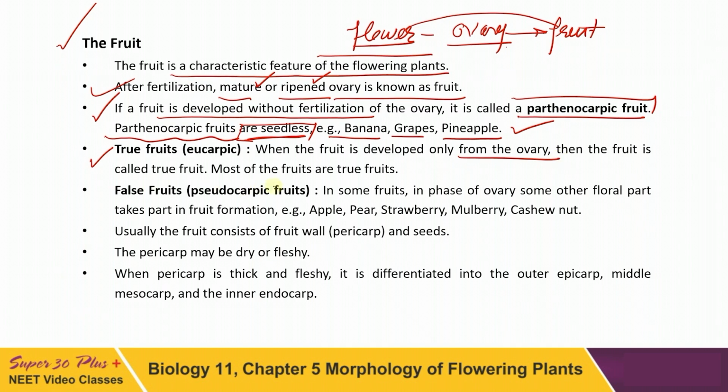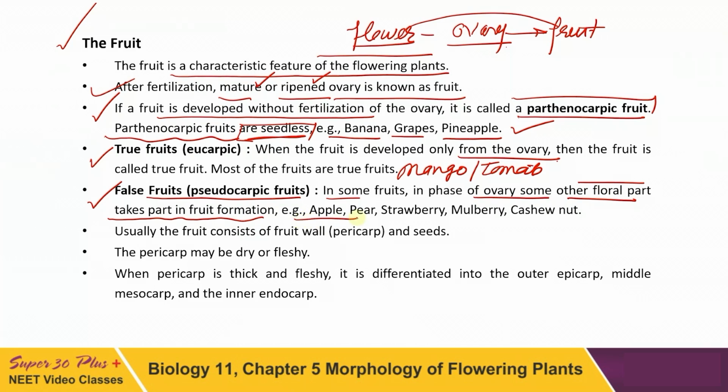Come to the next now, that is true fruits, which develop only from the ovary. True fruits, we have many examples. Let the example be mango. Let the example be tomato. They develop only from the ovary. What is false fruit? Pseudocarpic fruit. In some fruits, the ovary along with other parts of the flower is also used in fruit formation, as in apple and pear, where the thalamus is used, and some other examples are strawberry, mulberry, and cashew. That is pseudocarpic fruit, false fruit.